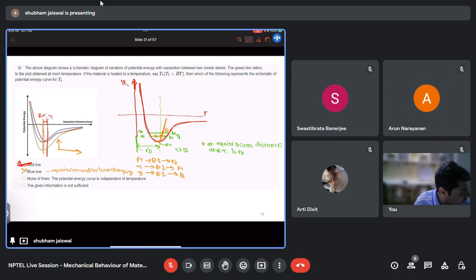So let me write this for the students who are not attending. At equilibrium, the distance is r naught. As we increase the temperature, atoms will vibrate due to thermal energy, and the amplitude of vibration will increase with the temperature.